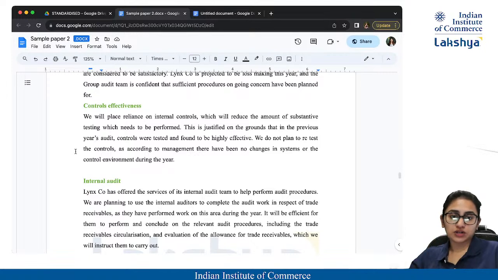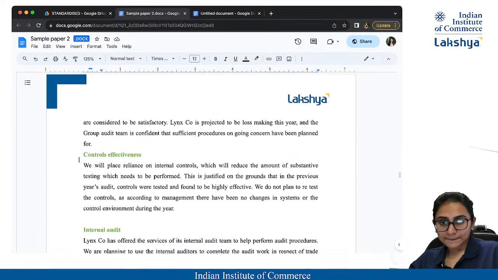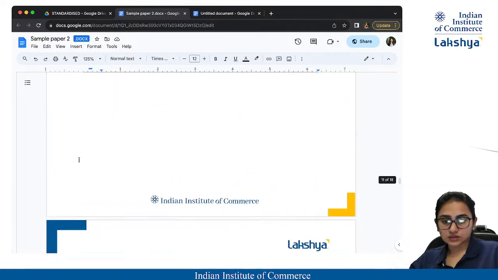This is justified on the grounds that in the previous year's audit, controls were tested and found to be highly effective. We do not plan to retest the controls, as according to the management, there have been no changes in the systems or control environment during the year. So about control effectiveness and internal controls, this is what they have said.